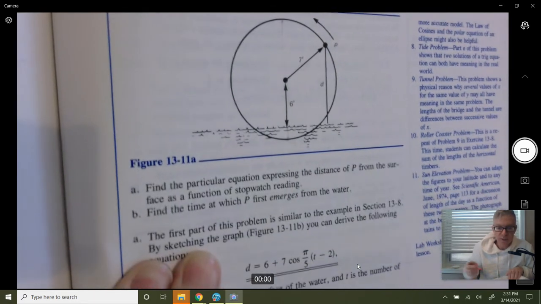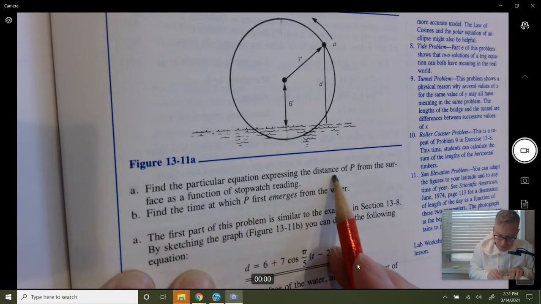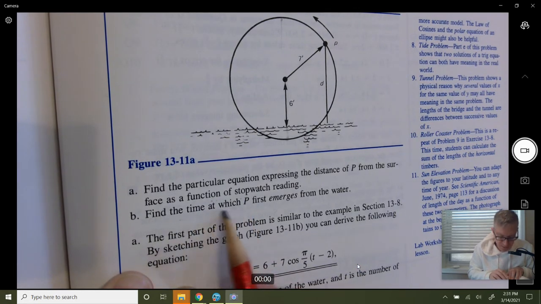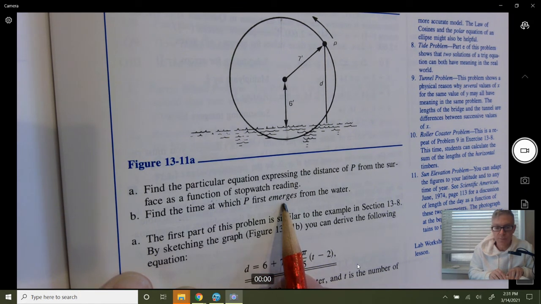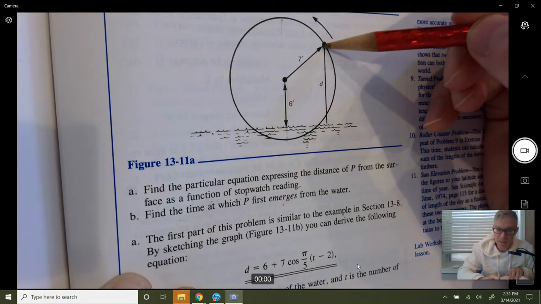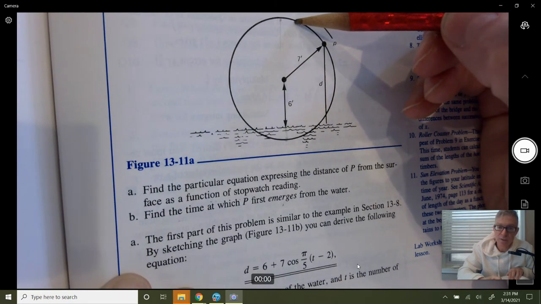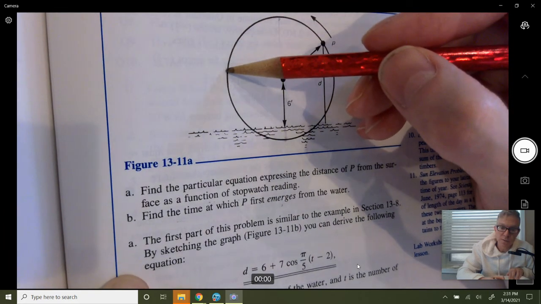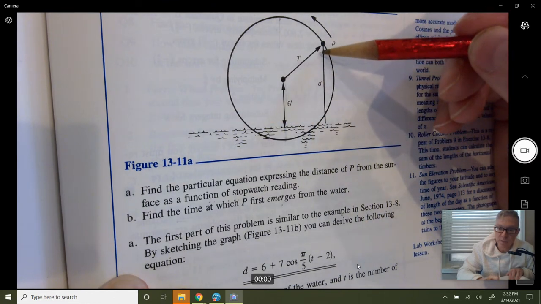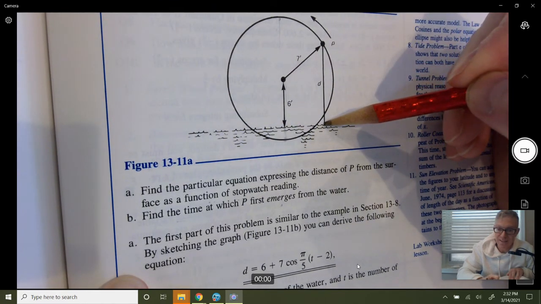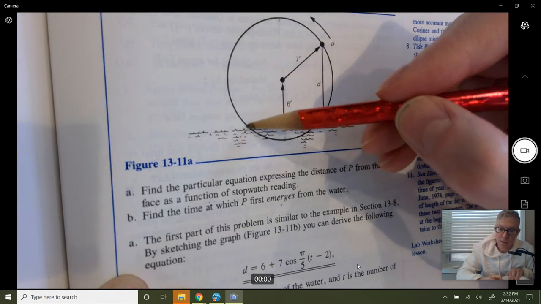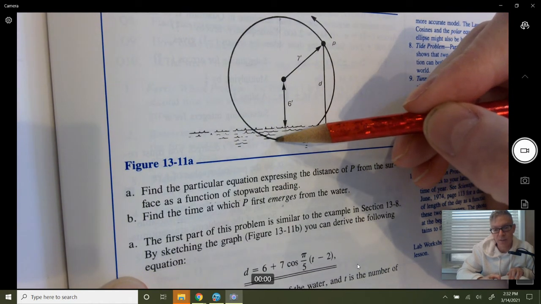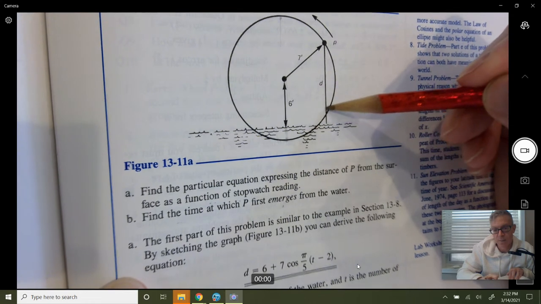And your questions: A, find the particular equation expressing the distance of P from the surface as a function of the stopwatch reading. And B, find the time at which P first emerges from the water. So think about this point P. It's traveling. As it moves up here, your distance from the surface of the water is increasing. And now as it's going down, your distance from the surface of the water is decreasing. This right here, from your point to the surface of the water, that's going to be our D value. When we get down here, our D value is still the distance from the surface of the water, but it's going to be a negative value. So here we'd have a -1 value, and then back up.